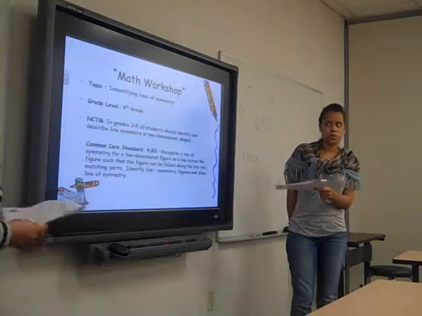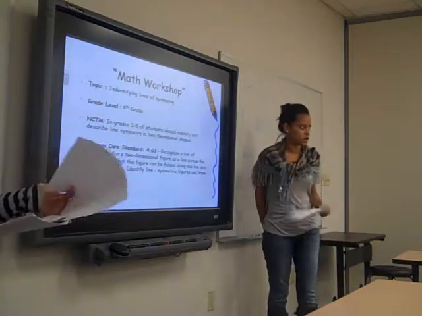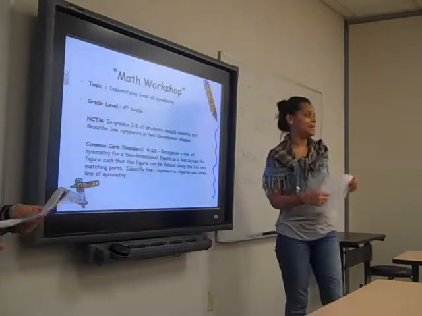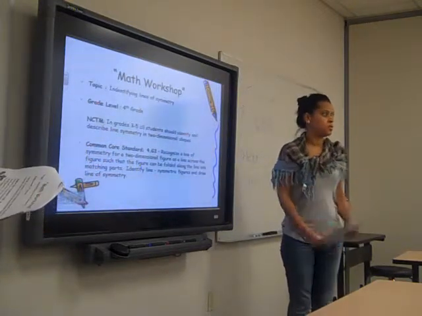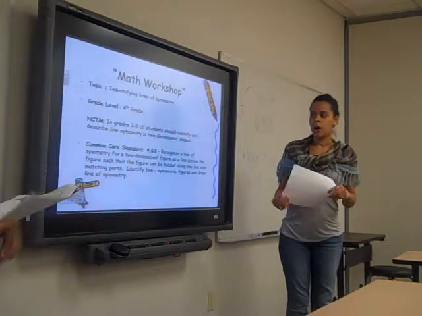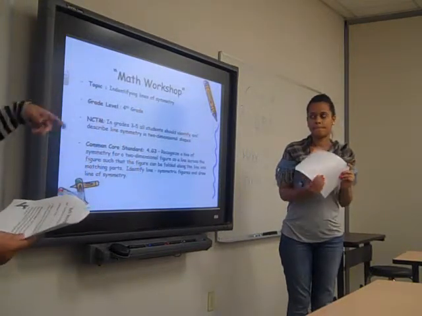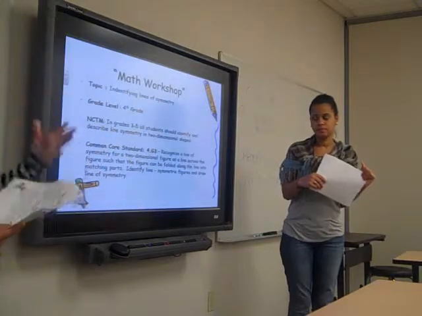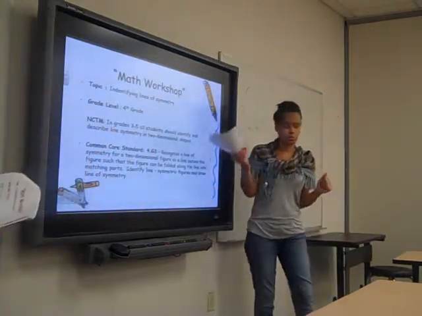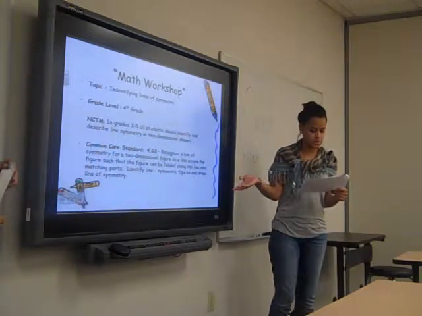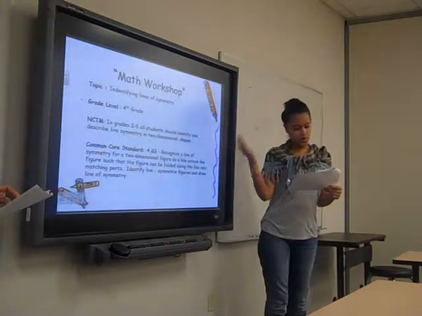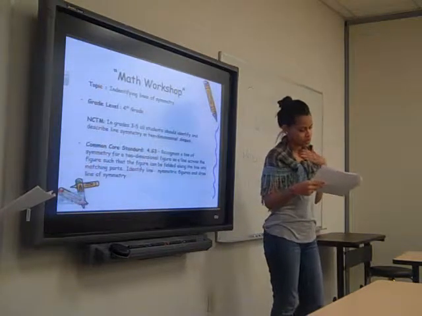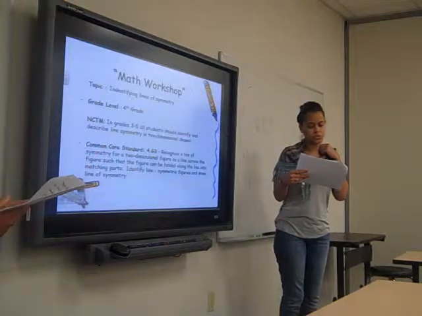So now we're going to discuss the math workshop. This is what we're going to be getting into. We're going to identify lines of symmetry, and this would be for a grade 4. When you're teaching the students, this would be one of the topics that you would use to present your lesson to the students. So our common core standard would be for grades 3 to 5, and the students should be able to describe lines of symmetry in 2-dimensional shapes.